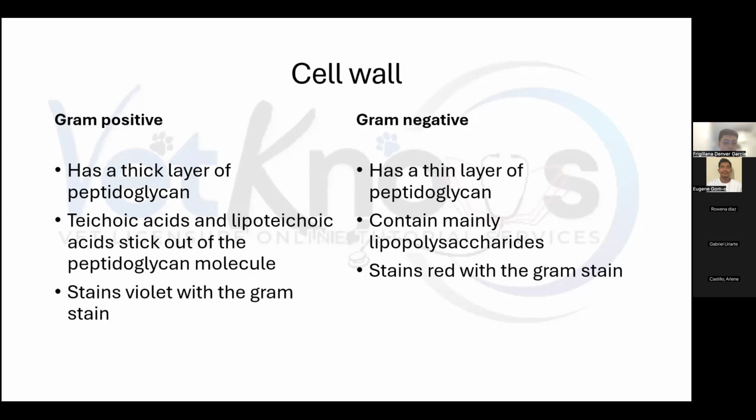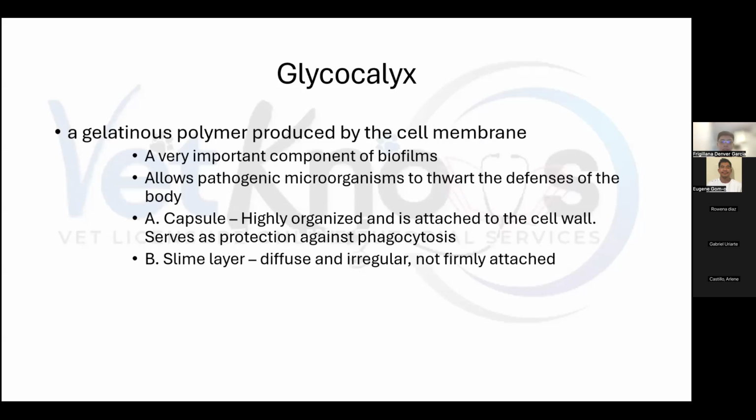Point of comparison lang, sinamarize lang natin. Next, we have the glycocalyx. This is a gelatinous polymer produced by the cell membrane and a component of biofilms. So, when you are looking at stagnant water, kung makikita nyo yung parang sebo doon sa tuktok niya, those are biofilms. And glycocalyx lang yun ng mga bacteria na present doon sa tubig.